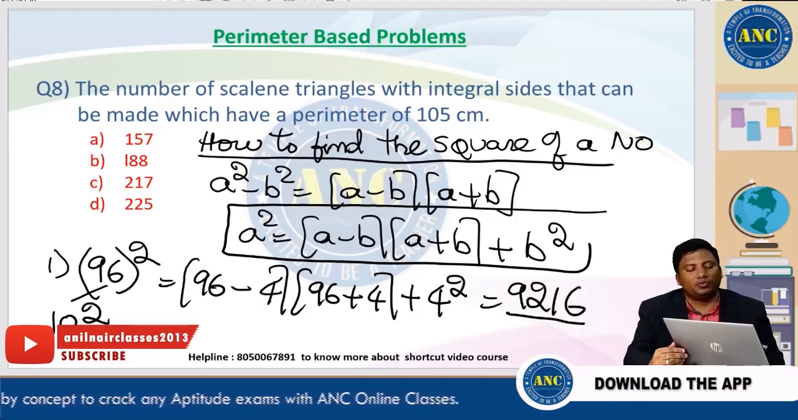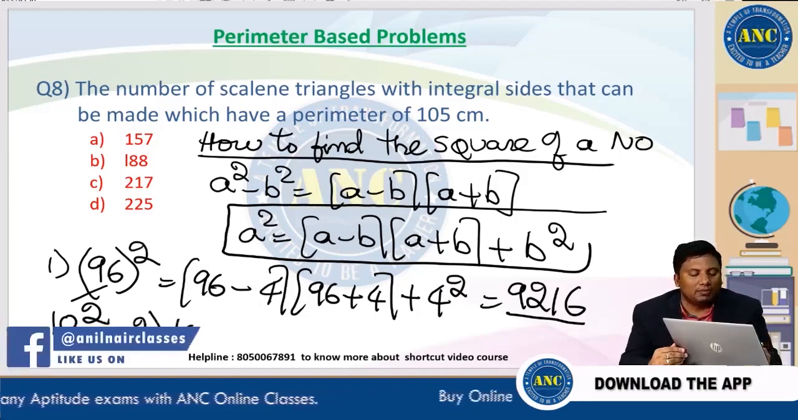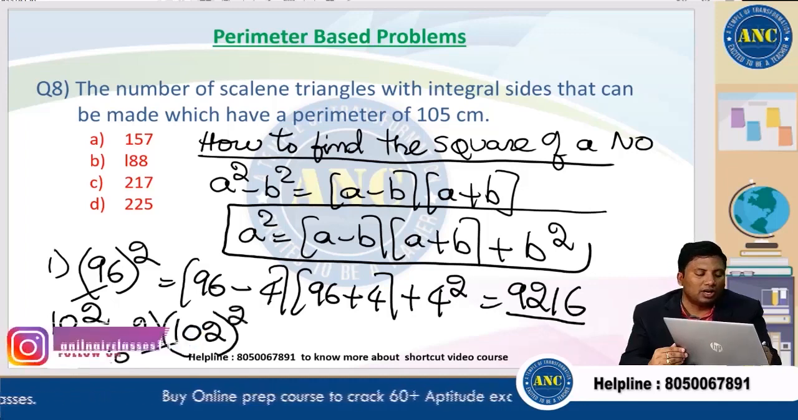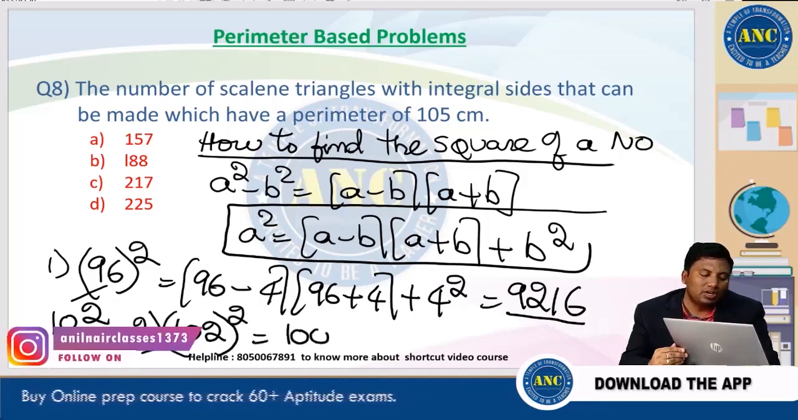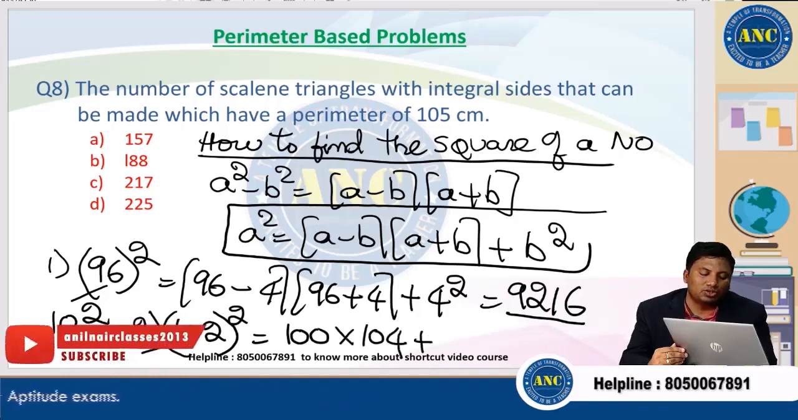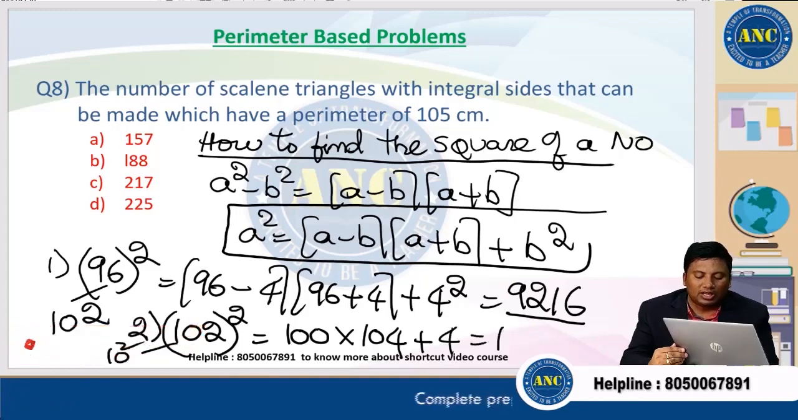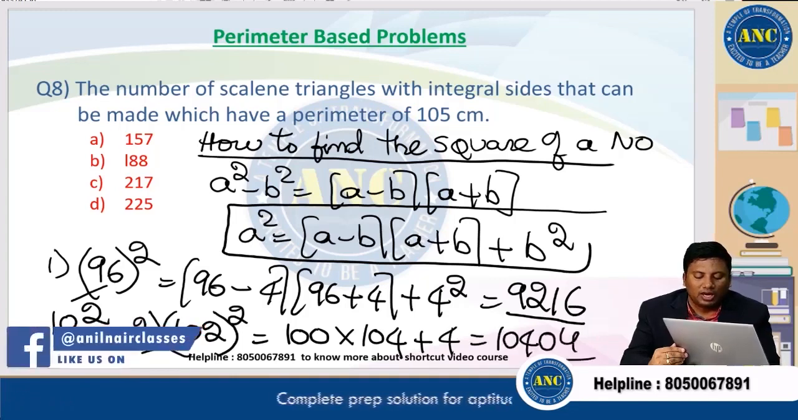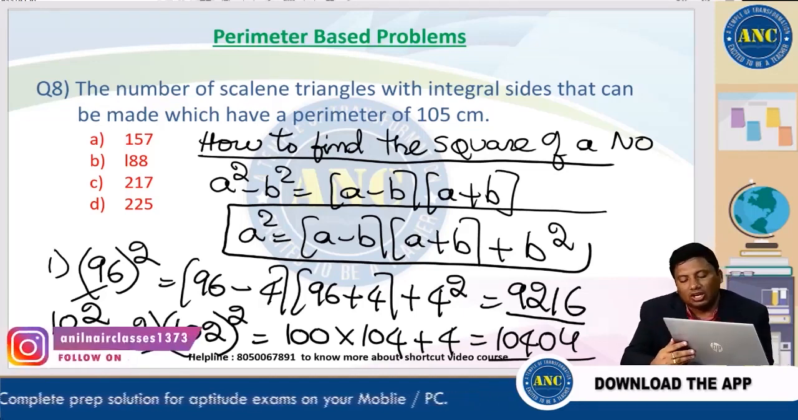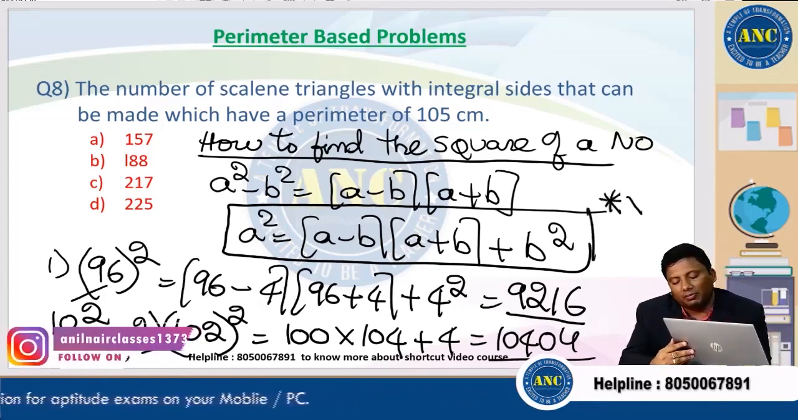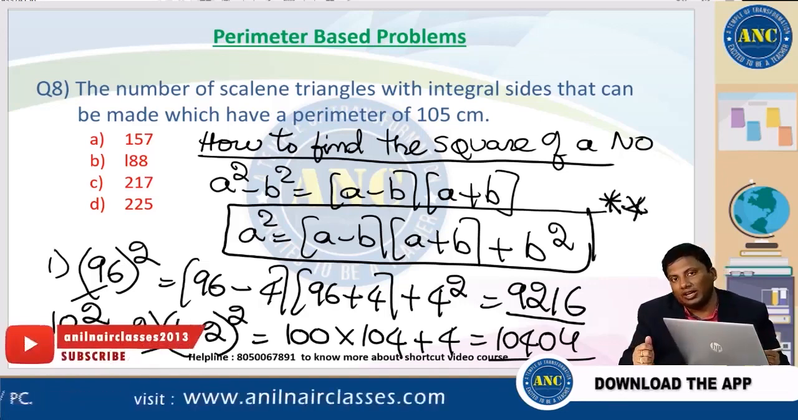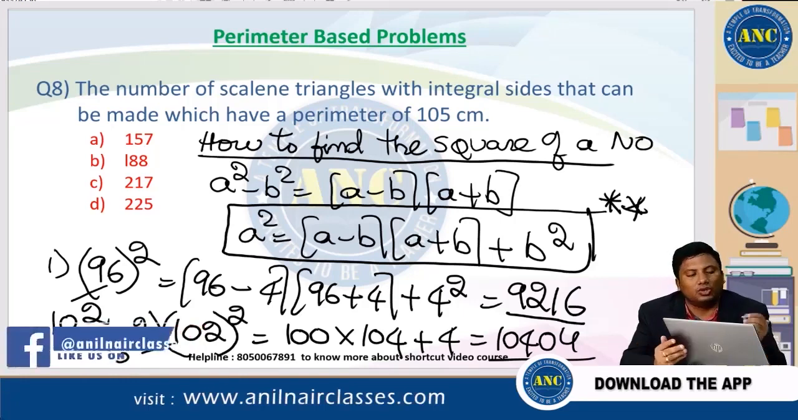Answer is 9216. Similarly, the number we got is 102 whole square. 102 is nearer to 100. 102 minus 2 is 100. 102 plus 2 is 104. Plus 2 square is 4. So answer is 10404. Directly you can deduce the answer if you know this logic of how to find the square of a number using a square minus b square. A square minus b square is a minus b into a plus b.